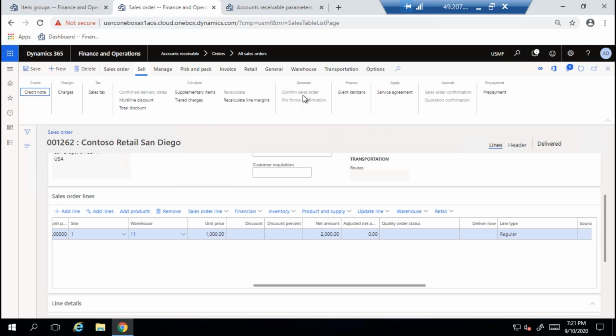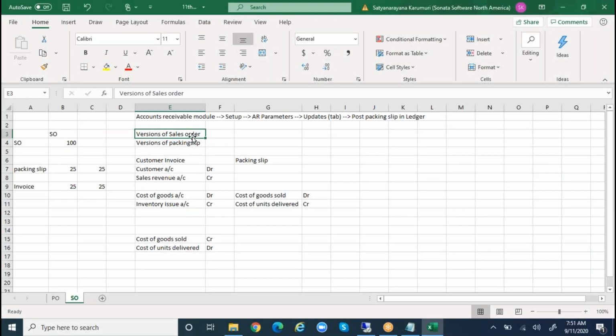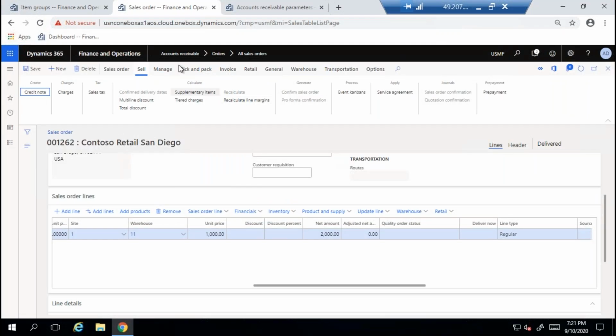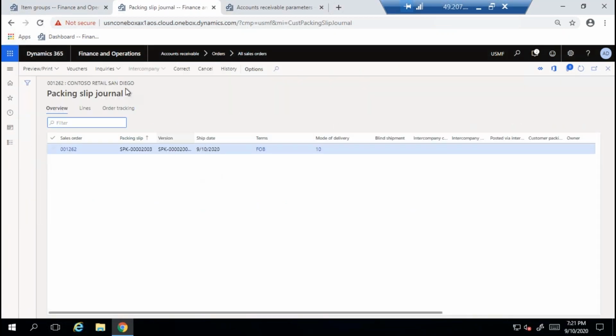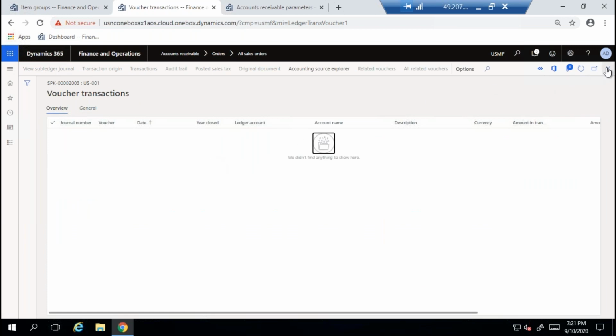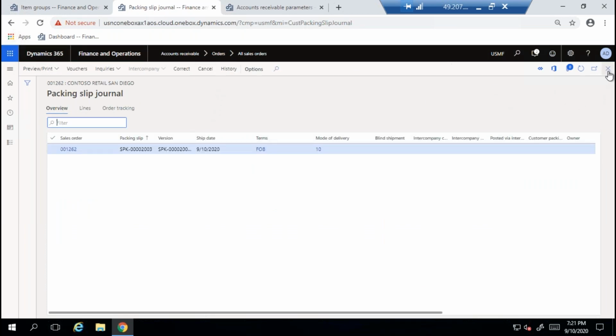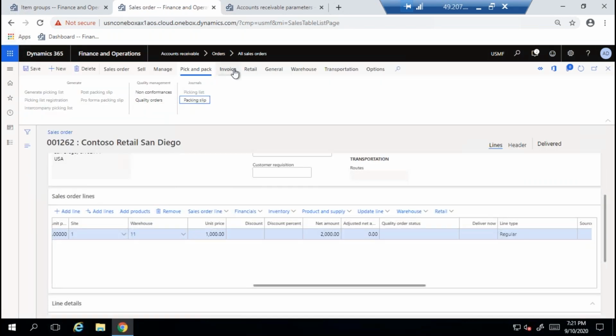I will discuss this point when you ask me about the versions of sales order. Give me 2 minutes. Let me finish this main topic, then we'll go to the topic of confirmation and those things. Now, packing slip: there is no posting at all, because I have disabled it. Now I'm doing the invoice.